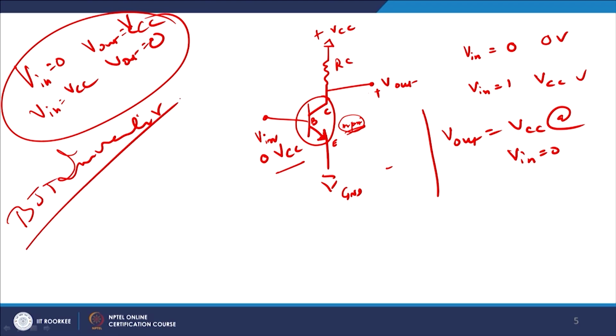Very simple, straightforward, from the very first principles of circuit theory, you can predict the value of output voltage with respect to the input voltage, and it is a very straightforward way of looking at it.